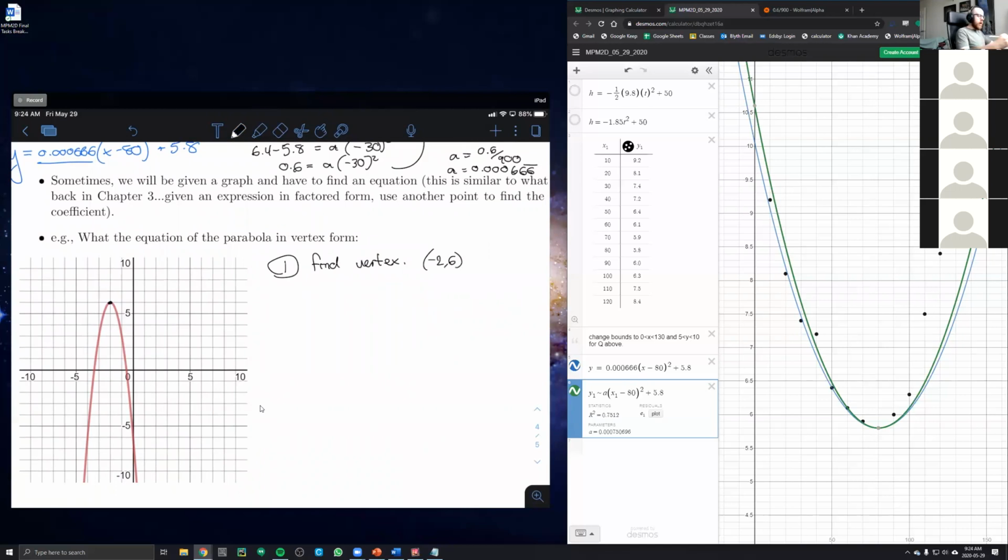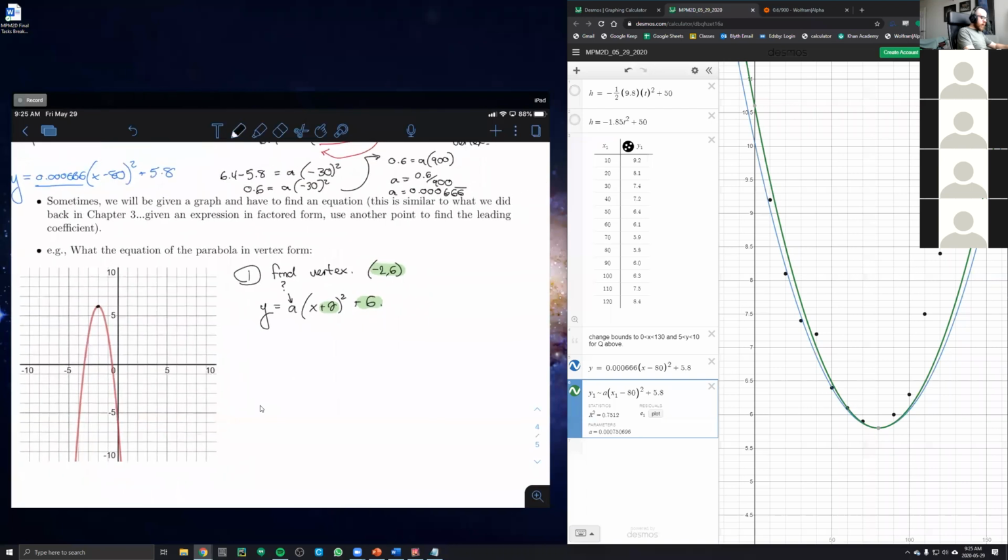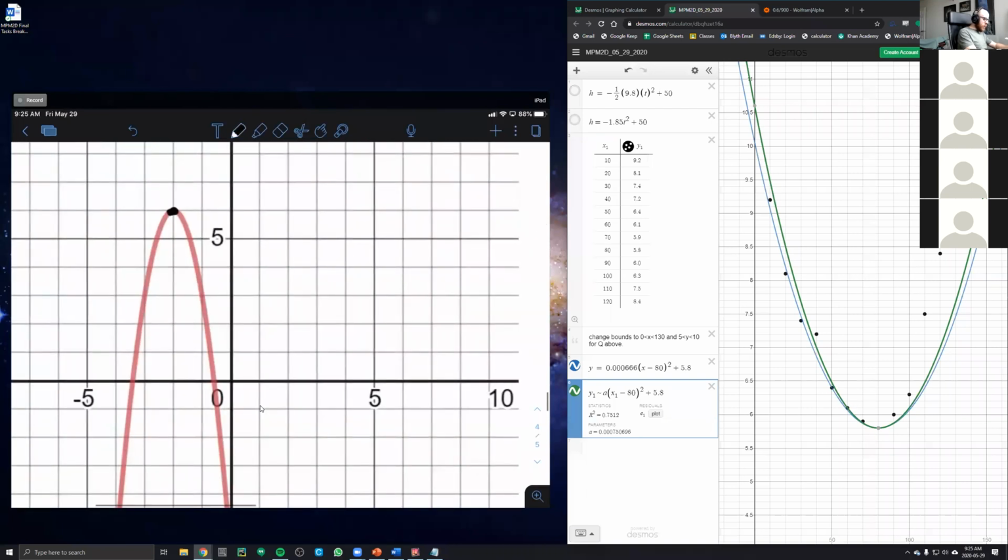Now what that allows me to do is write out the framework of the expression. So we will have y equals a, I don't know what my a value is, but I know this will be (x plus 2) squared plus 6. Because again, my vertex gets translated perfectly into vertex form.